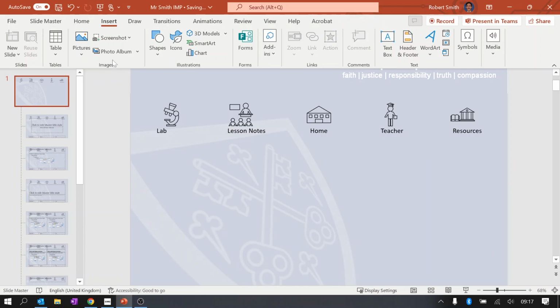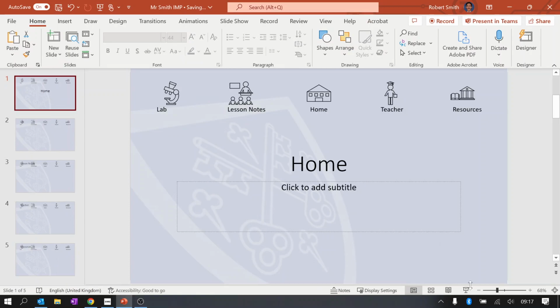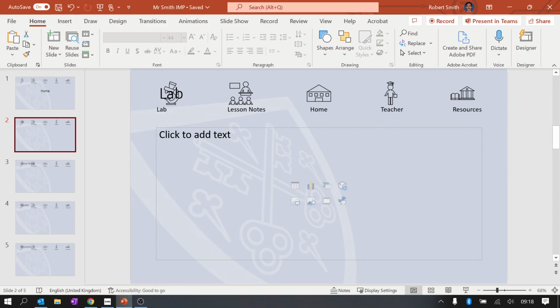Okay, let's come out of Slide Master View. And actually, let's test it for now. When we hover over lab, we can see our icon changes to a different type of hand. So that confirms, and now it says lab, that we've linked our pages together. Okay, so you can do that for all pages.